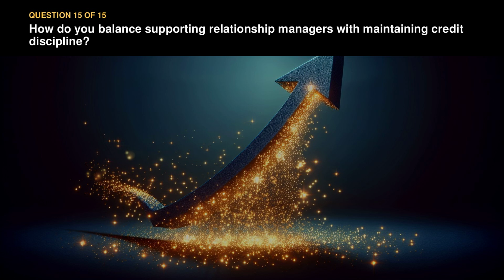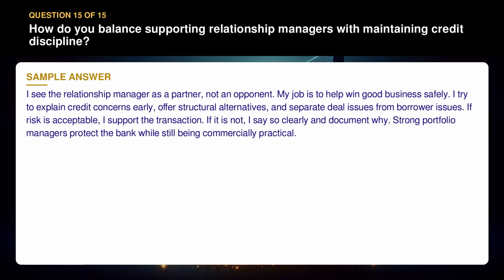Question 15. How do you balance supporting relationship managers with maintaining credit discipline? I see the relationship manager as a partner, not an opponent. My job is to help win good business safely. I try to explain credit concerns early, offer structural alternatives, and separate deal issues from borrower issues. If risk is acceptable, I support the transaction. If it is not, I say so clearly and document why. Strong portfolio managers protect the bank while still being commercially practical.